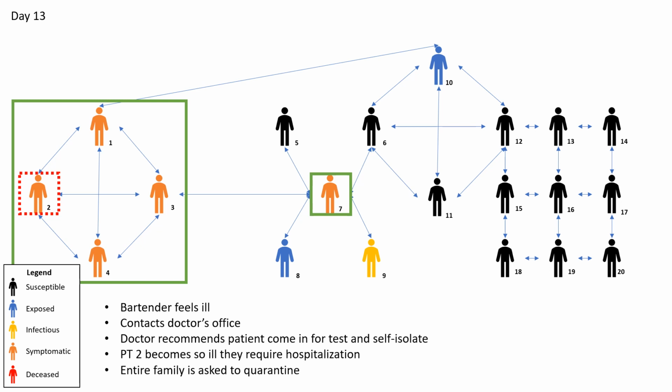The doctor recommends that that patient come in for a test and that they self-isolate. At the same time, patient 2 becomes so ill that they require hospitalization. So whether or not they have insurance, they're getting picked up by an ambulance and being sent off to the hospital. So both of these events cause the healthcare system to now suddenly know that there are 2 cases of potential virus in their community. The entire family in this case is asked to quarantine because there is a severe case, which is much more likely to be this respiratory illness.